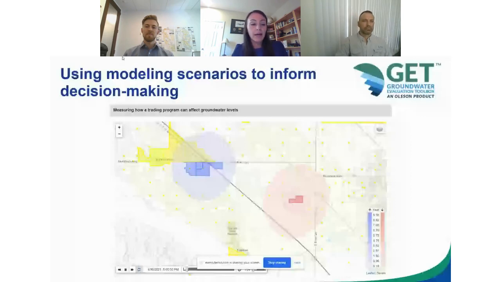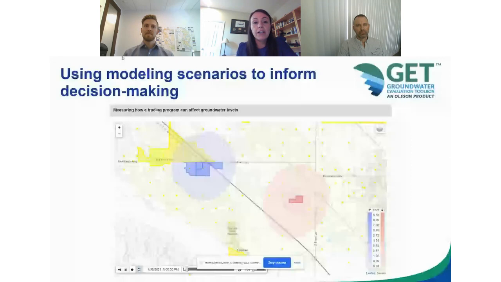You can see this play out on our demo video, but this is a hypothetical example of a water trade. The parcel in red is the purchaser of water. They purchased the right to pump water. And then the blue parcel is the seller of water, so they are no longer pumping. And you can see the resulting groundwater level changes through time and what impacts changes in pumping patterns have.